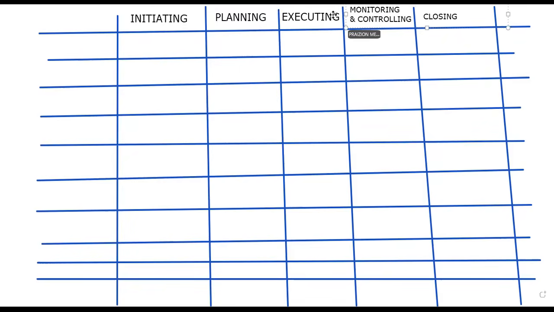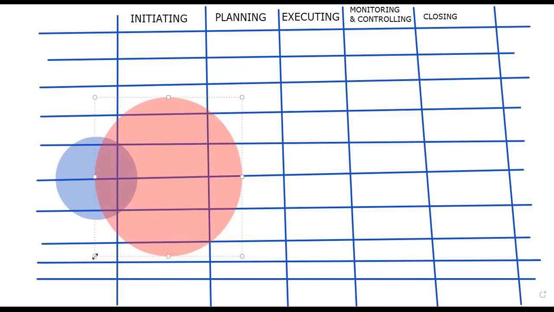Now, this is not linear. I want to make it clear that if these were 5 components, initiating overlaps with planning. So it's not like, oh, initiate and then plan. Now, in the scheme of size, to make it even fairer, planning could be, in terms of effort and duration, significant.